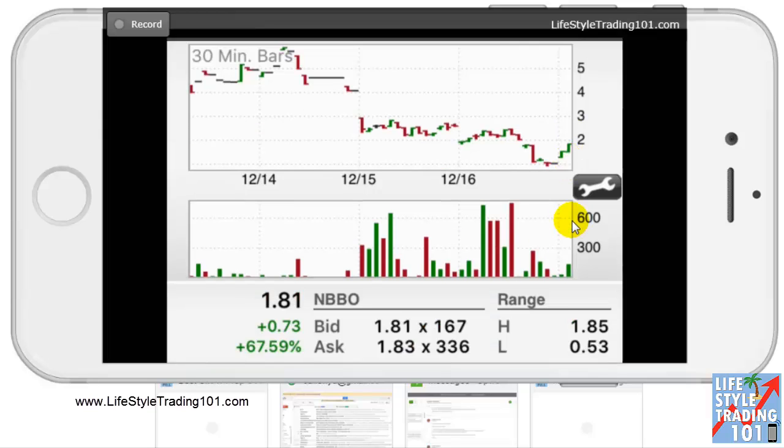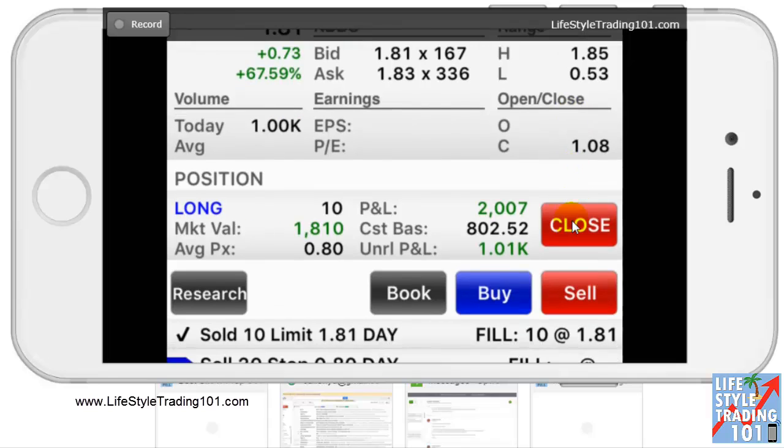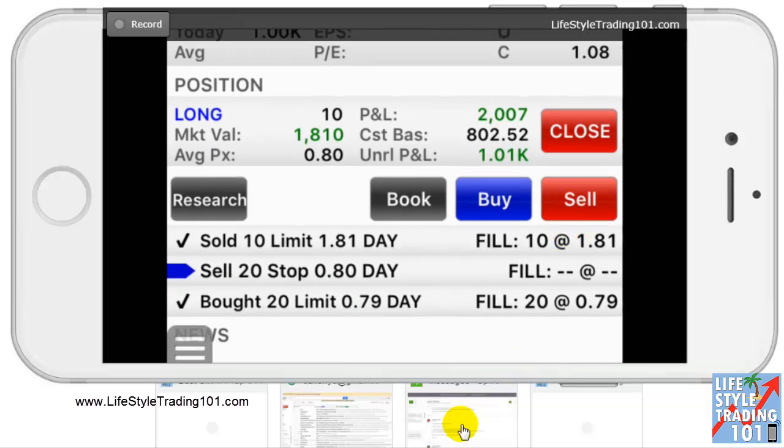And so if you can see, at the time I took the screenshot, it was $1.81, and I was long 10. I actually was long 20 from the beginning. So I was long 20 puts. I bought them at 79 cents. Got filled right here. I put a stop loss at 80 once it got closer to $1. And I sold half of my position at 1.81.